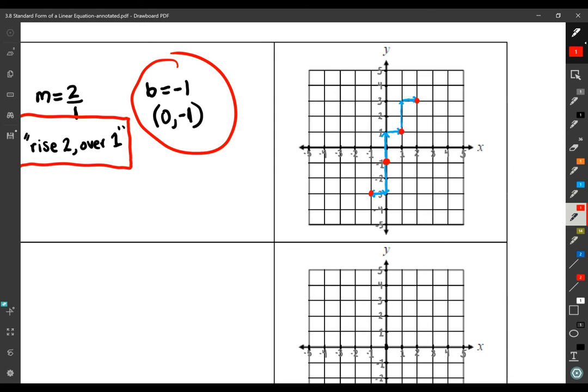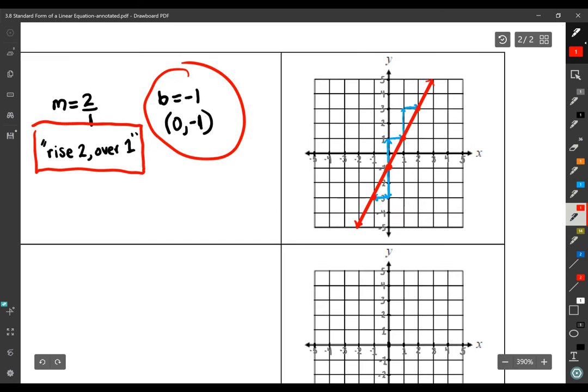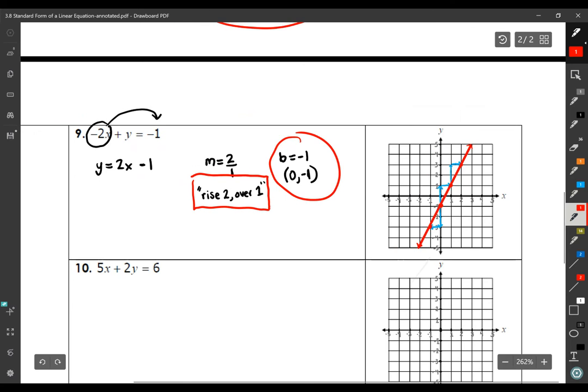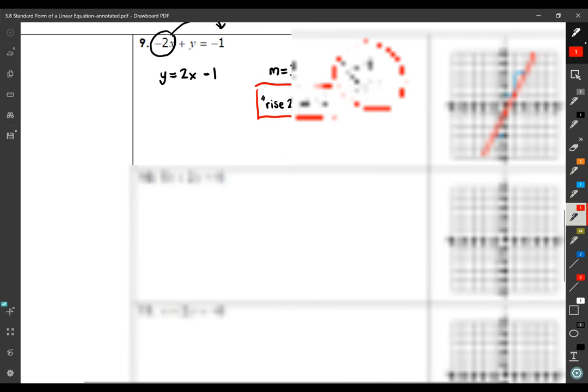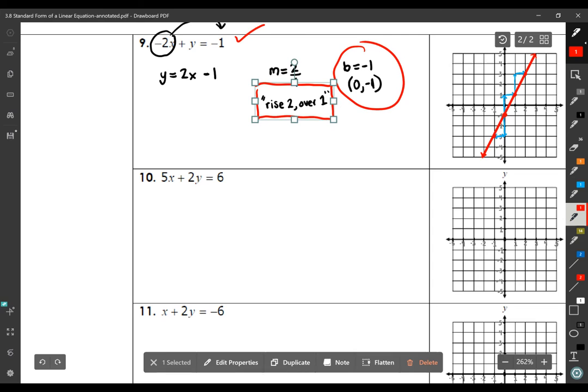And then my computer wants to wake up and work. There we go. And connect the points. Okay, add your arrow ends, and you're done. So there you go. So again, what we did is we took standard form, we converted it into slope-intercept form, and then we used the information to graph it.